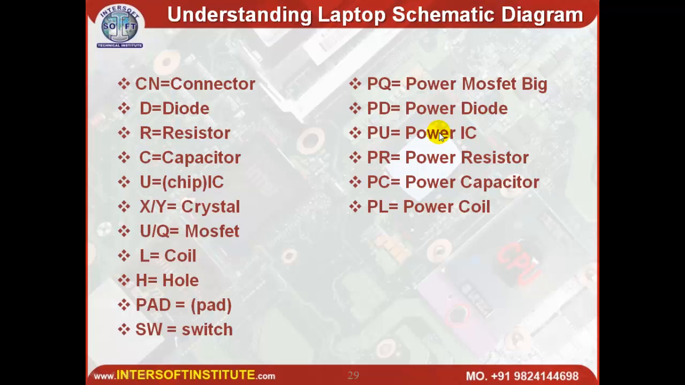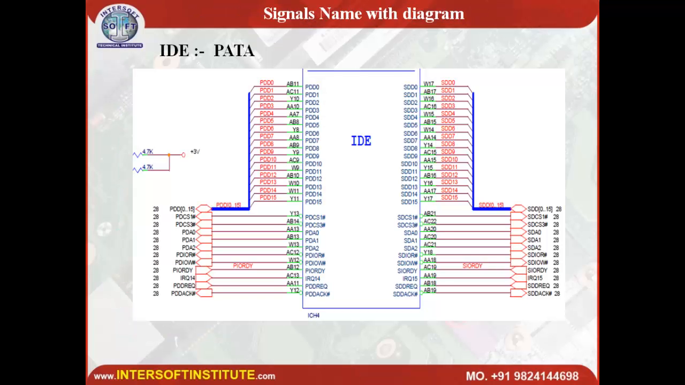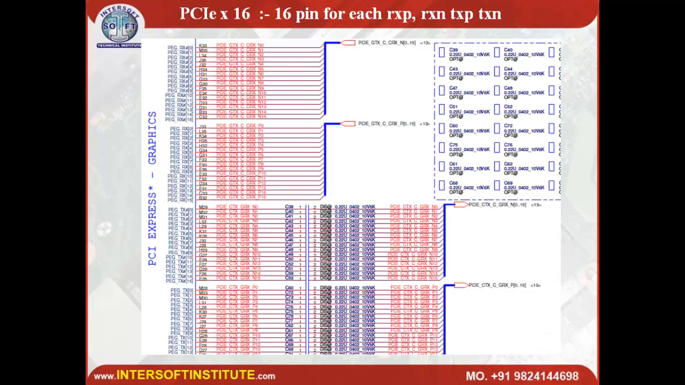Now we will see the laptop sections. See, these are the connection types. You can see IDE PATA. IDE PATA will have this type of legs. We will show on the schematic also, but first we will show here only. IDE PATA. Next, PCI X16 connection.